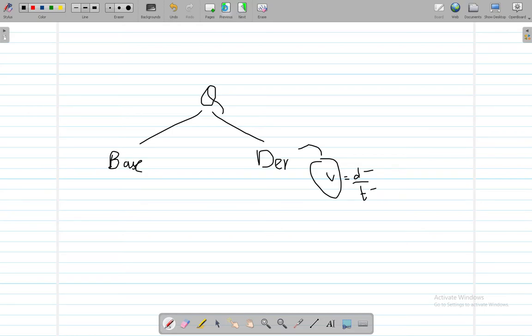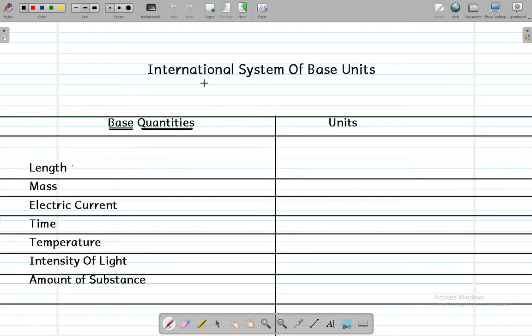Now moving on to our base quantities: in the international system of base units we have seven base quantities, and you have to learn them. First of all, our first base quantity is length, which as you all know has the unit of meters. We use kilometers as well. 1 meter is equal to 1 upon 1000 of a kilometer, or 1 kilometer equals 1000 meters. Mass has the standard unit of grams. We also use kilograms. Electric current has the unit of ampere, as we all know.